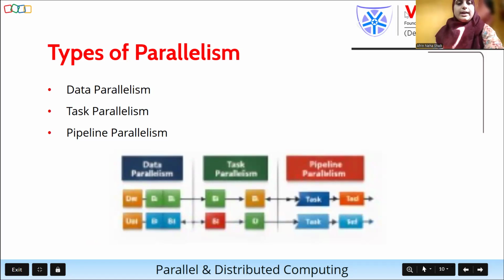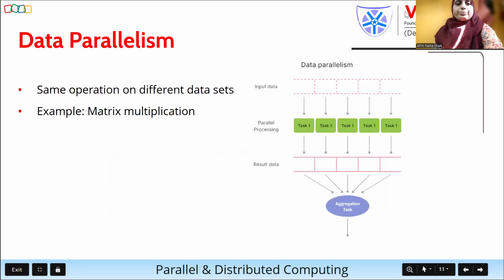Now let us move to data parallelism. Data parallelism means the same operation is performed on different parts of the data simultaneously. Data is divided into chunks, as you can see in the data parallelism diagram on the slide: task 1, task 1, task 1, task 1. Each processor works on separate chunks. For example, in matrix addition, each core handles different rows. In image processing, the same filter is applied to different parts of the image.